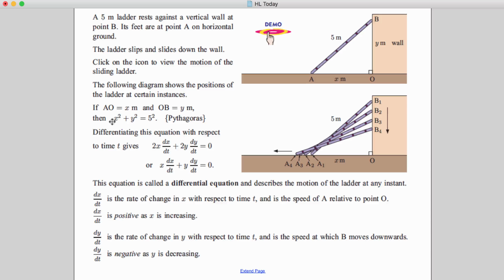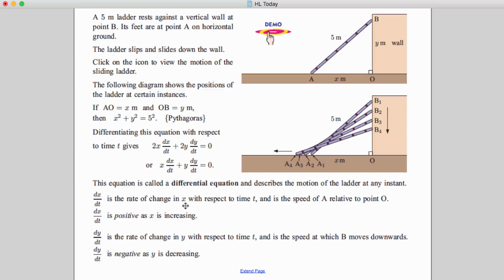So if we get this equation and we take the derivative with respect to time, then we get 2x dx/dt plus 2y dy/dt is equal to 0. So let's say we were trying to solve for the rate at which B is moving down the wall. Well, that would be the change in y with respect to time. So we could then solve for dy/dt if we have enough information to do so. Same thing with x. If we were looking for how fast A is moving, then we would be solving for dx/dt. And here they just simplify it.